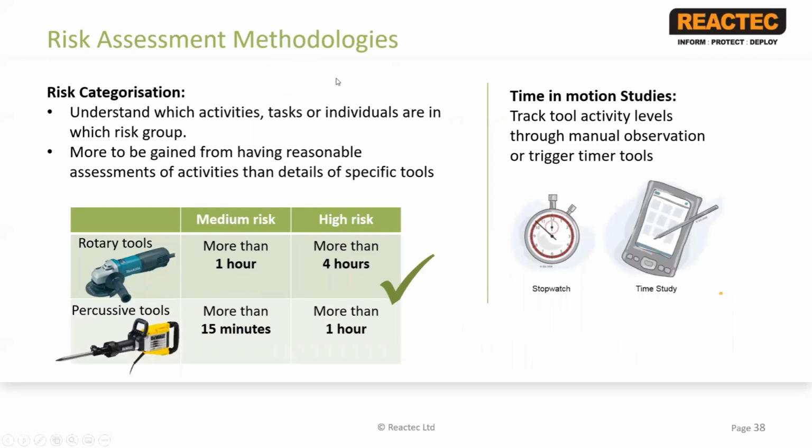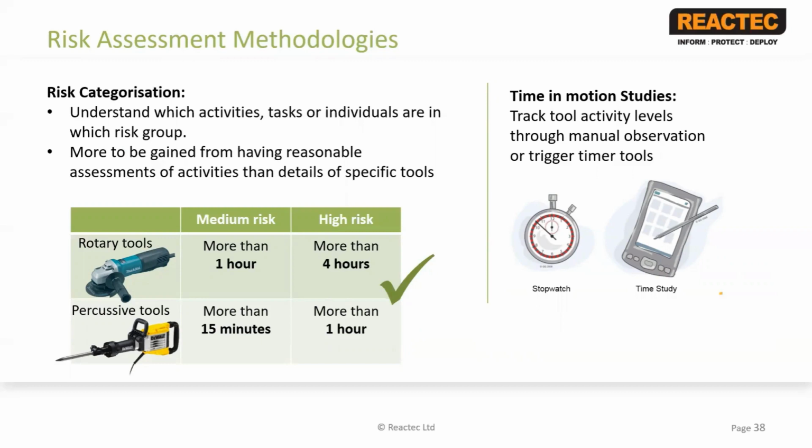Rather, risk assessment methodologies need to consider the task. And there is a lot more to be gained from perhaps having a reasonable assessment of the activities than details of specific tools. By tool types and gaining an understanding of tool types, you can immediately categorize them into levels of risk depending on the order of magnitude that you tend to use that tool for.